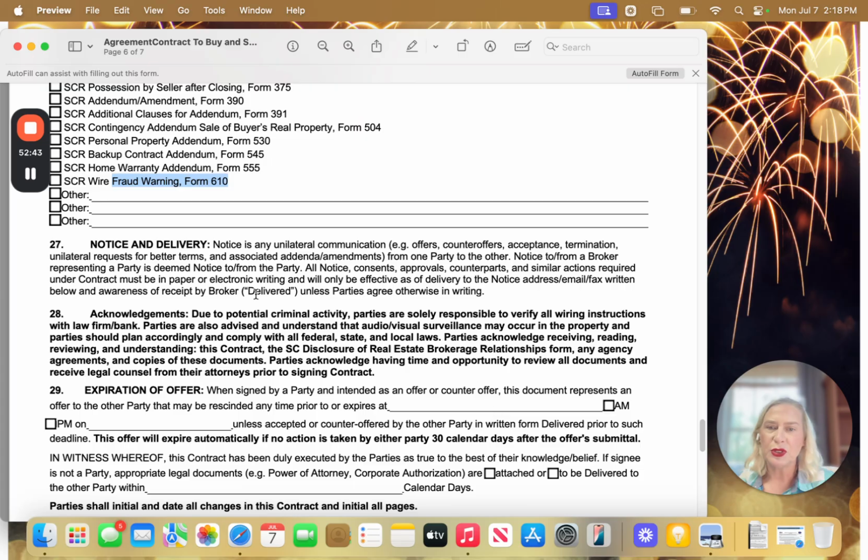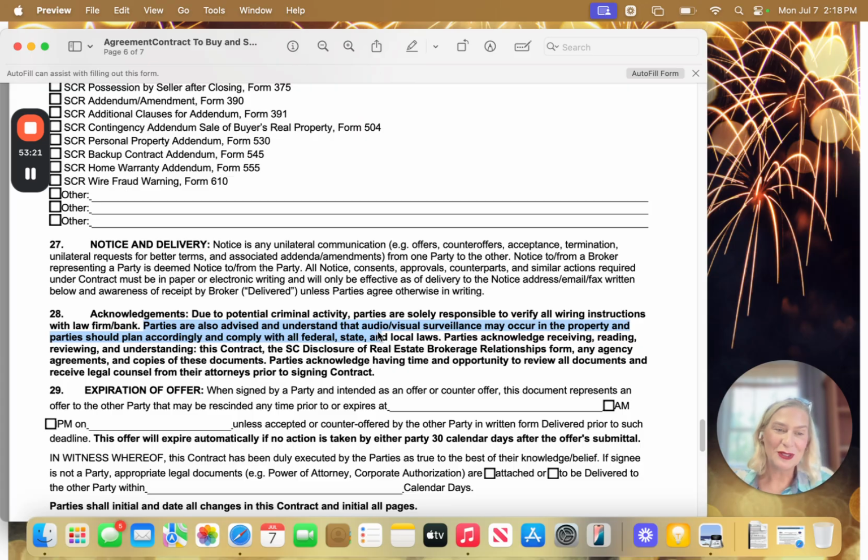It says, due to potential criminal activity, parties are solely responsible for verifying all wiring instructions with a law firm or bank. This is why we have our wire fraud alert on the bottom of our emails, and why we also have the wire fraud addendum attached to the contract, to let the clients know, listen, wiring instructions never change. So don't fall for anything. In this paragraph, we also state that parties are advised to understand that audio and visual surveillance may occur in the property, and parties should plan accordingly and keep your mouth shut.